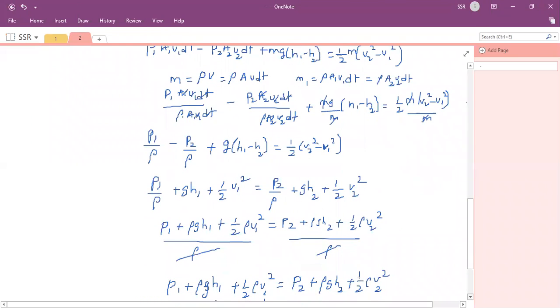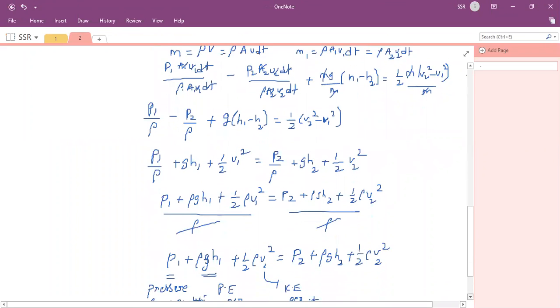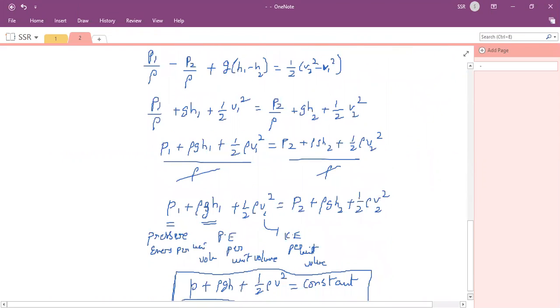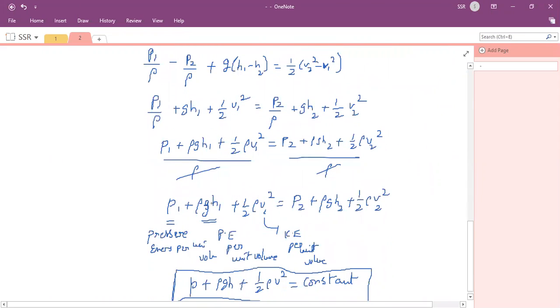From this, we take the LCM with rho. After that we will get P1 plus rho g H1 plus half rho V1 square is equal to P2 plus rho g H2 plus half rho V2 square. So what is this P1? Pressure energy per unit volume, rho g H1 is potential energy per unit volume, and half rho V1 square is kinetic energy per unit volume.